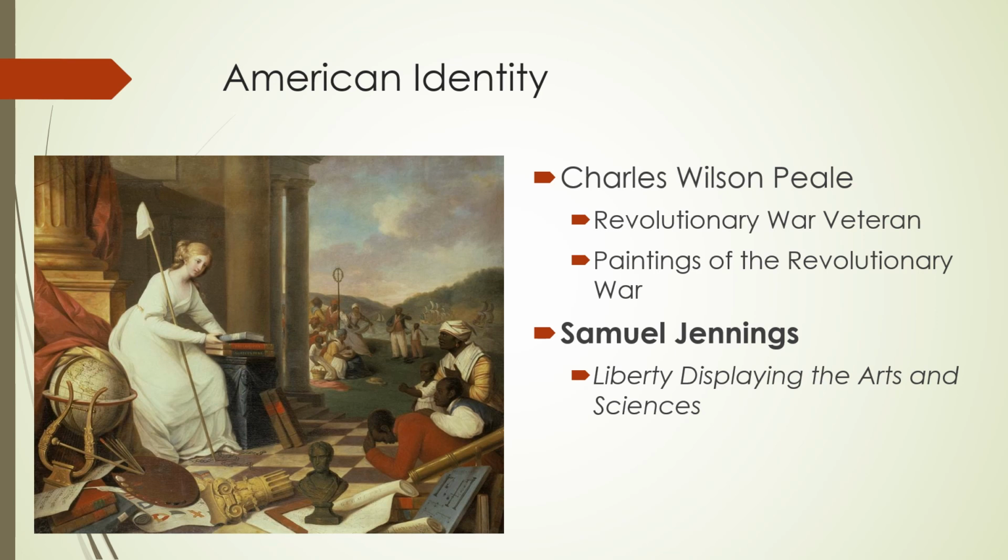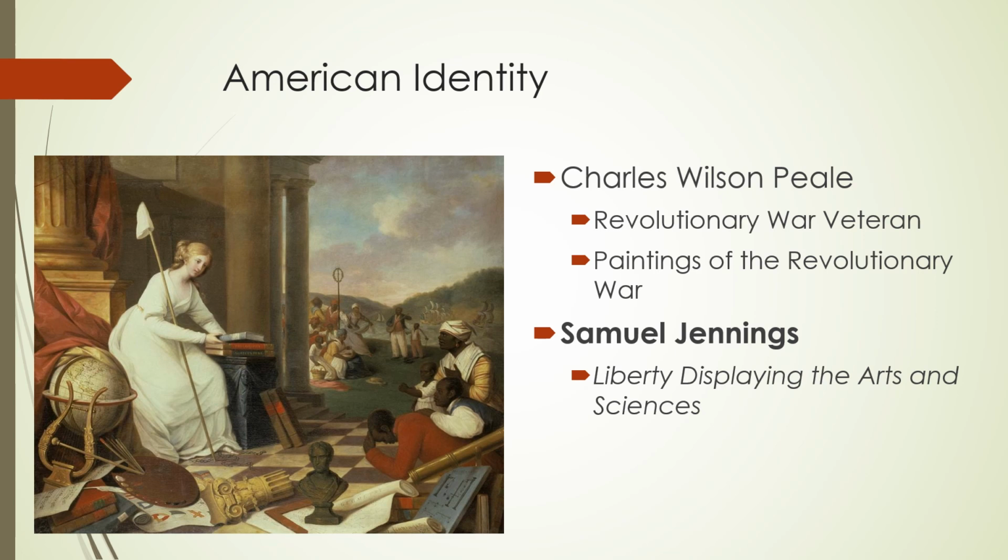Art, okay, paintings. This is definitely part of establishing American identity. Charles Willson Peale, probably the most famous painter from the time period. He was in the Revolutionary War and he made paintings of the Revolutionary War. So paintings of famous events that occurred during the war, also famous paintings of people like George Washington.